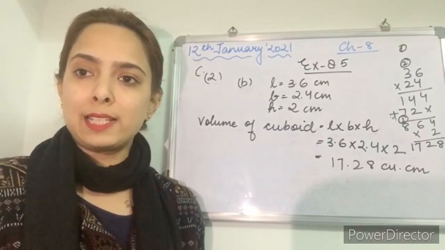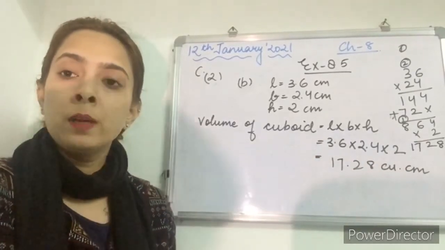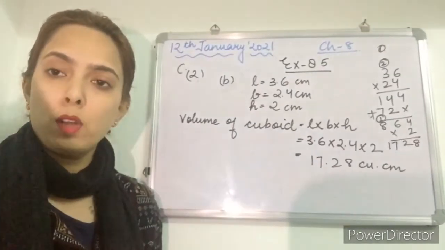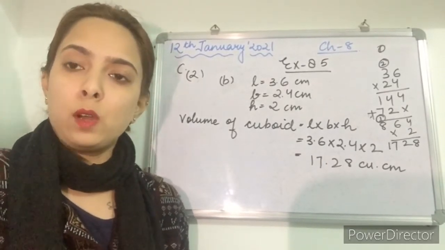Now we will start exercise 8.6. I hope all these methods are clear, students. I would like to tell you, please do not forget to make a rough column because the rough column is really very necessary. So now 8.6.